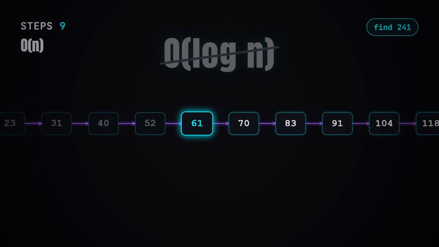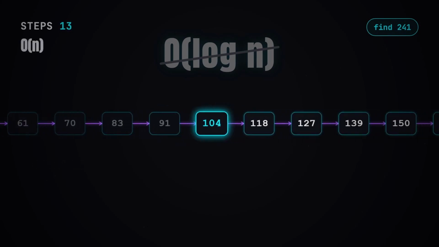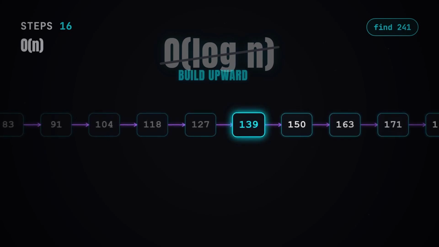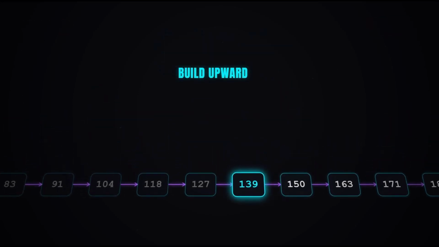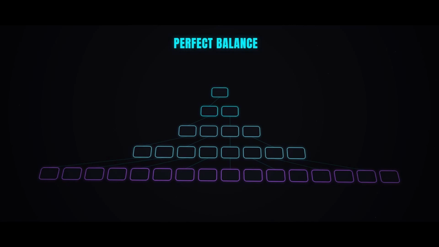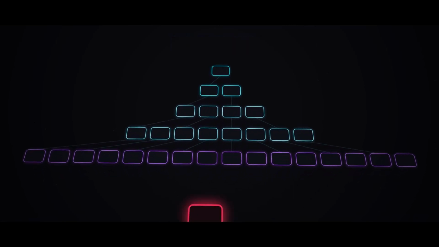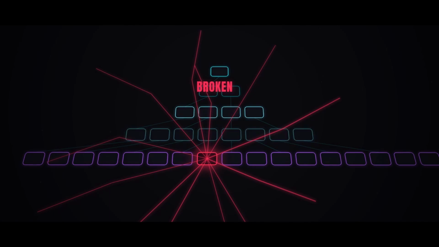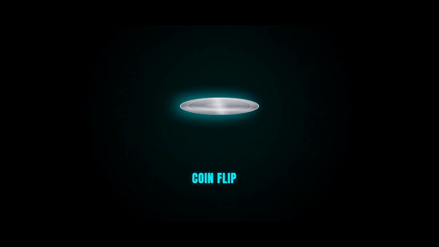That instinct is correct, by the way. For a plain linked list, it really can't be done. But you can get log time out of one if you build something on top of it. And how we get there is one of my favorite stories in computer science. Because first, we're going to build something perfect. Then a single insertion is going to break it completely. And then we'll fix everything with a coin flip.